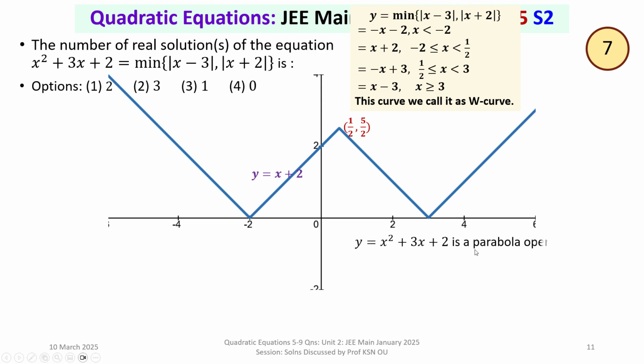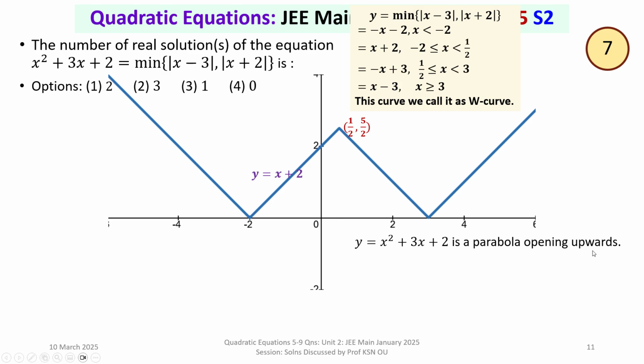What is this? It's a parabola. It's a polynomial equation of degree 2. It is a parabola opening upwards. Why opening upwards? The coefficient of x square is positive, therefore it opens upwards.